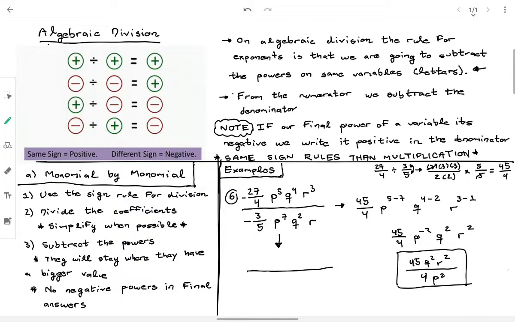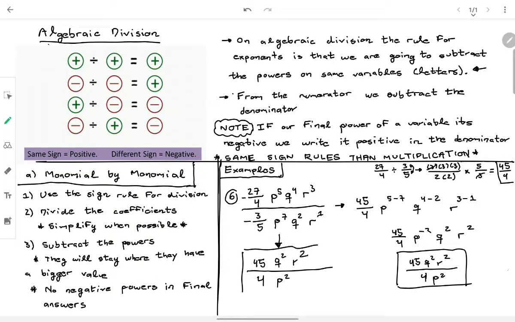So then we are going to do the fraction division. We got that it's going to be 45 as numerator, 4 as a denominator. Then we are going to use the letters. So in this case, p is bigger in the denominator, so it's going to be on the denominator: 7 minus 5 is 2. Q is bigger on the numerator, so it will be on the numerator: 4 minus 2 is 2. And r is also bigger on the numerator, so it's going to be on the top part: 3 minus 1 is going to be 2.